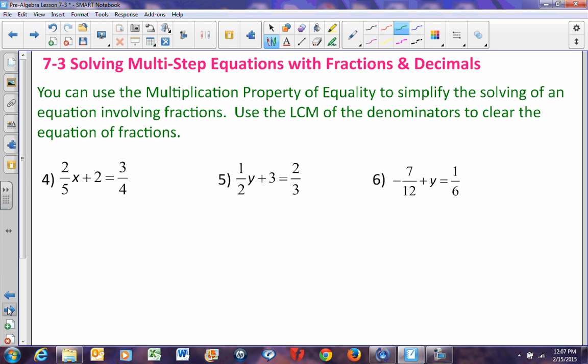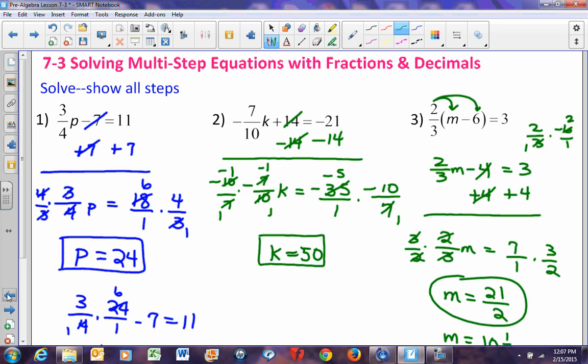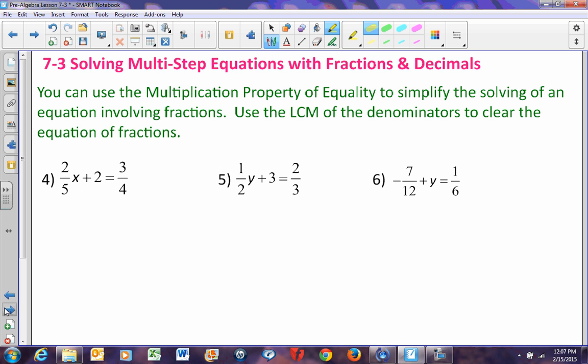You can use the multiplication property of equality to simplify the solving of an equation involving fractions. If you remember, the problem we just did only really had one fraction. Let's look back at it. We had the fraction here, here, and here, but only one fraction throughout the entire problem. But in these problems, you'll notice there's more than one fraction. And when there's more than one fraction, sometimes it's a lot easier to clear the fractions completely from the equation before you add or subtract anything.